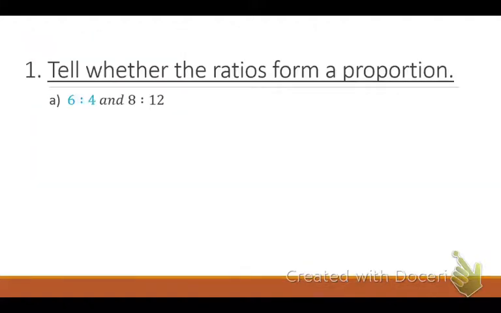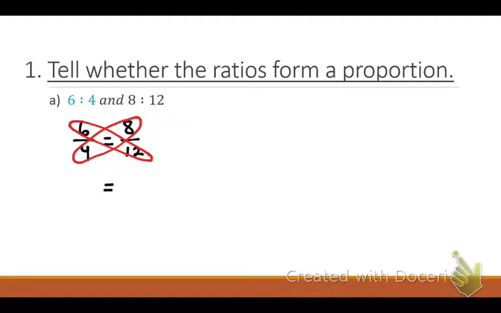This asks us to tell whether or not the ratios form a proportion. Now, if they equal each other, then they will form a proportion. So let's look at the first one. 6 to 4. How would I write that as a fraction? 6 over 4. And we're trying to see if they equal each other, so I'm going to put equals, and then how would I write 8 to 12? 8 over 12. Now if you would, use your red pen and we're going to circle them diagonally. 6 and 12, and then 4 and 8.